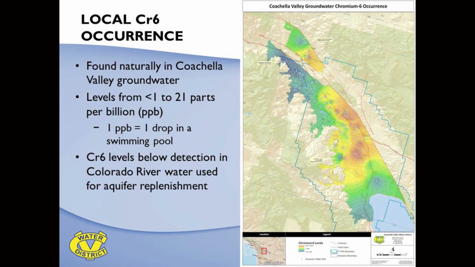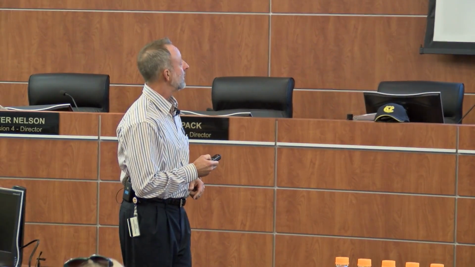We do find chromium-6 throughout the valley. It ranges from below detection of 1 part per billion up to just over 20 parts per billion. A part per billion is about 1 drop in a typical swimming pool. So a very minute level of the constituent. Up in the West Valley is where we've been importing Colorado River water for 40 years and replenishing the groundwater basin. And Colorado River water has almost no detectable chromium-6. So we see the lowest levels in these areas.